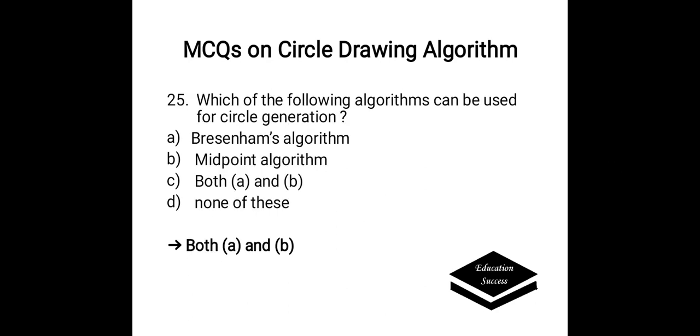Which of the following algorithms can be used for circular generation? Options are A. Bresenham's algorithm, B. Midpoint algorithm, C. Both A and B, D. None of these. Correct answer is both A and B. These are the algorithms that can be used for circular generation, Bresenham's and midpoint algorithm.